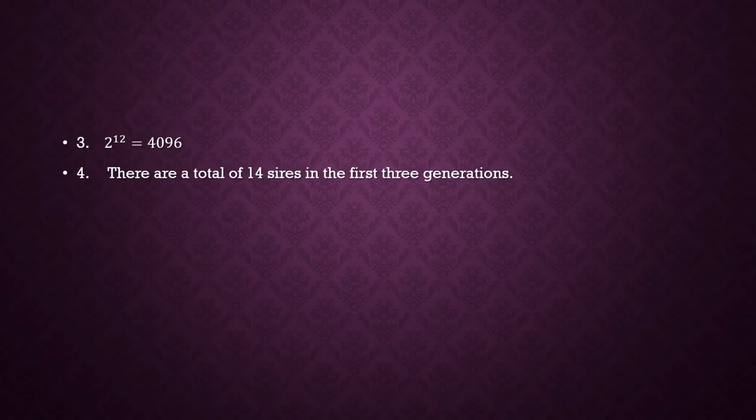All right, for number 4, you should have 2 to the 12th, which equals 4,096. And number 5, there are a total of 14 sires and dams. Let's go ahead and add that in there. In the first 3 generations, if there's 14 total, there's 7 sires and 7 dams.